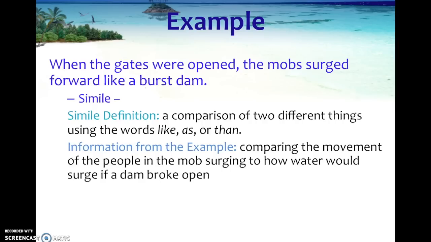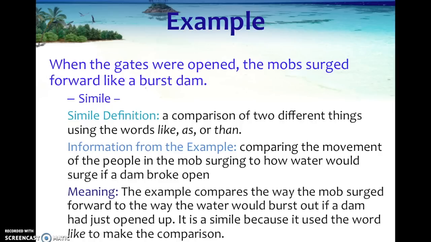Next, we need to take information from the example that's going to help us. In this case, it's important to be able to take the way the people moved in the mob and how the water would surge if a dam broke open. Right, and so we're going to take those two ideas, the definition that we know and the information from the example, and we're going to create meaning. So our explanation might sound something like this. The example compares the way the mob surged forward to the way the water would burst out if a dam had just opened up. It is a simile because it used the word like to make the comparison.